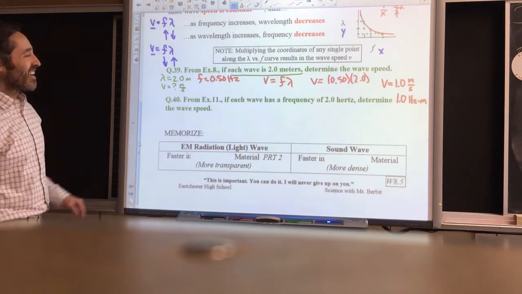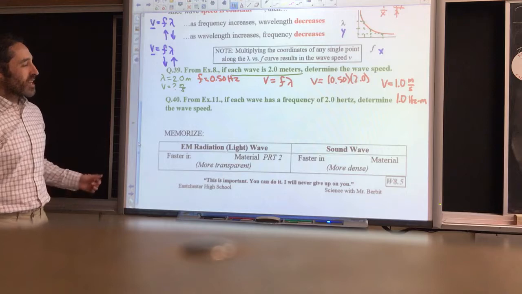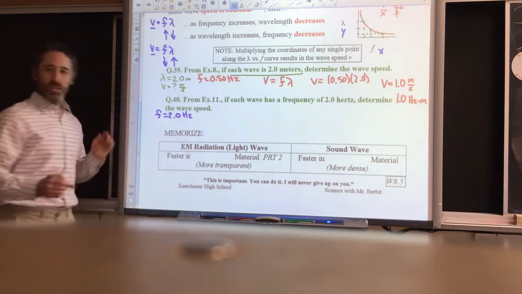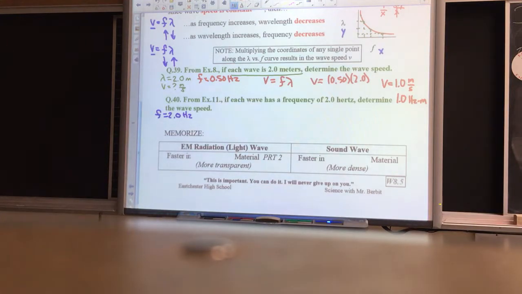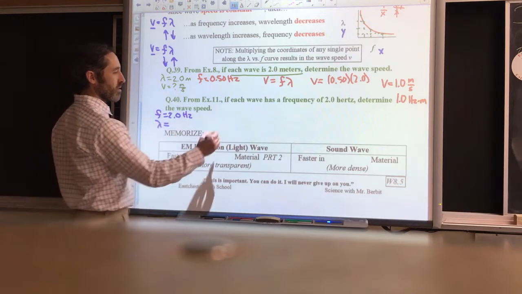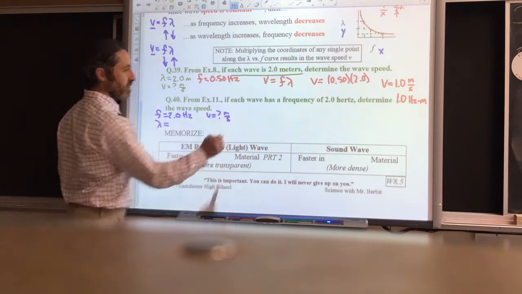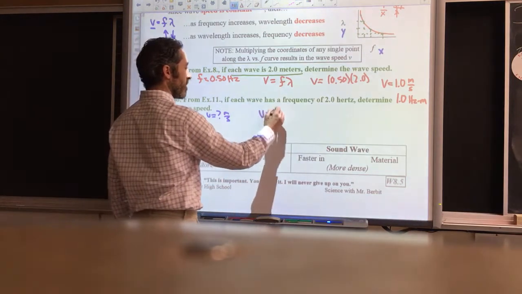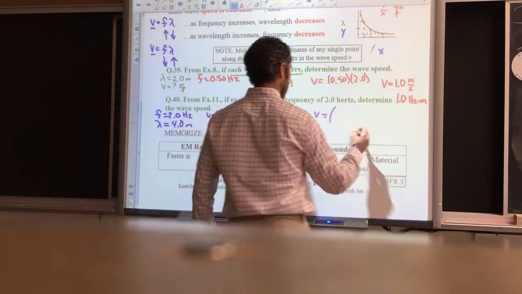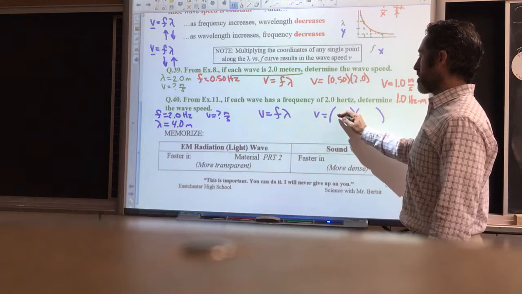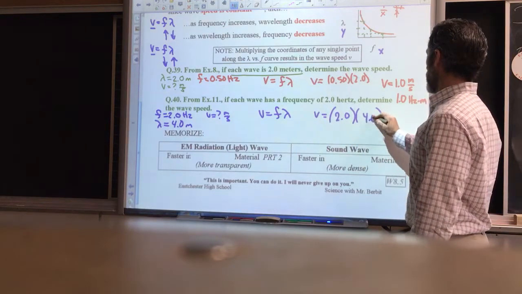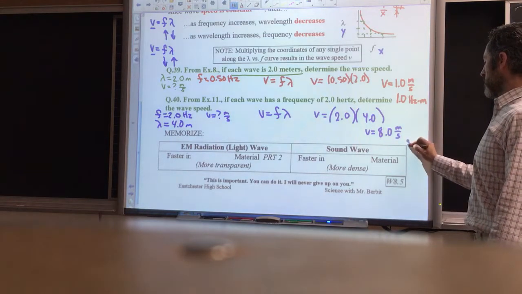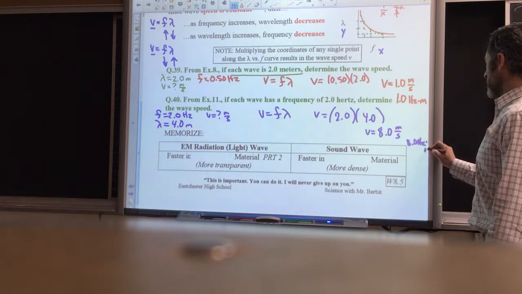I did. Alright, this same one over here, from example 11, if each wave has a frequency of 2 hertz, example 11, go check. I'm sure they gave us the wavelength in example 11. What was it? 4 meters. 4 meters, thank you. And so then, V equals frequency times wavelength. Frequency of 2, times 4, is 8 meters per second, or 8 hertz meters, either way.